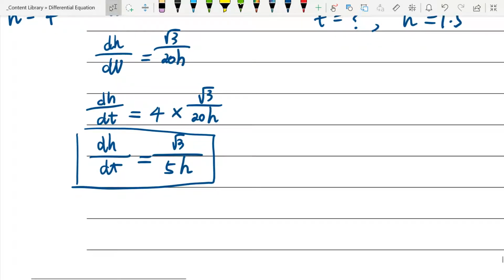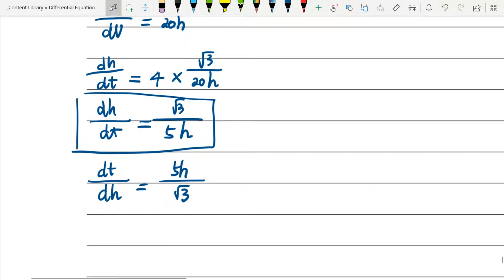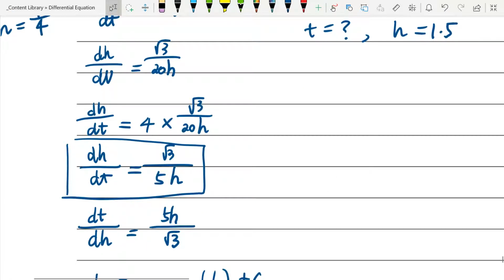Okay, let's think about the hard method. When we have this differential equation, how can we solve for it? I can't directly integrate that. I need to flip it. So we have dt/dh equals 5h over root 3. Can I solve for that? Yeah, I can solve for t in terms of h, right? Like t equals something in h, and then we plus a c, by substituting 0 and a quarter in to work out the c value. And then sub the point 1.5 in to work out the time.